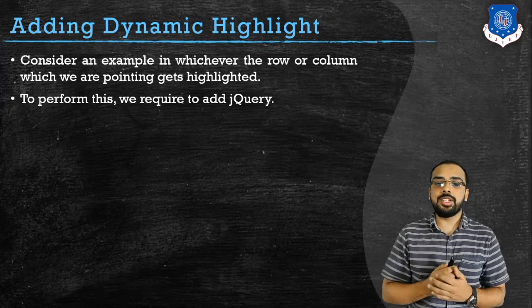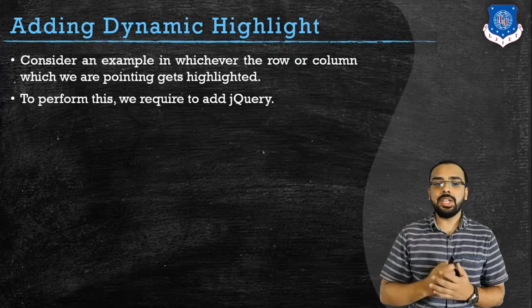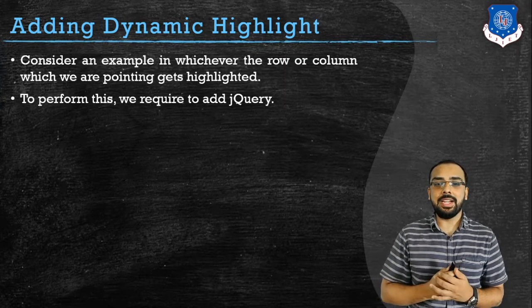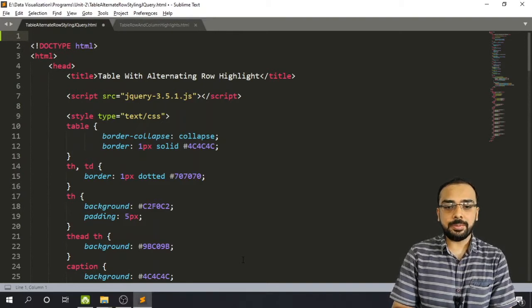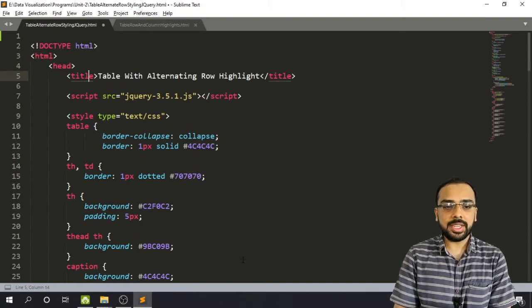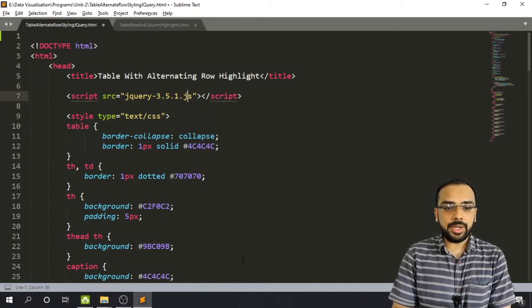We will consider an example and try to understand how we can increase the readability and how we can add dynamic highlights. First let us understand how we can increase the readability by highlighting alternative rows using jQuery. You can see over here we have specified the HTML tag, then the head, and we have specified the title, that is table with alternative row highlights. We have also included our jQuery library with the help of a script tag, specifying the attribute src jQuery, and we are using version 3.5.1.js. Then we are specifying the styles.